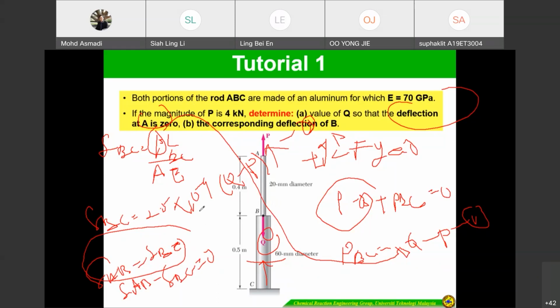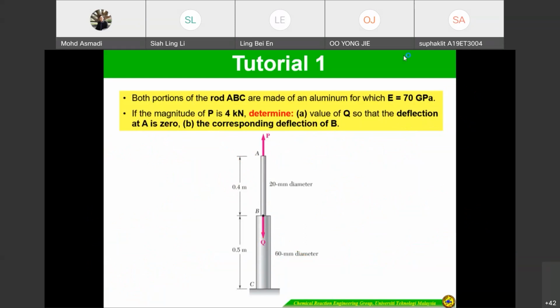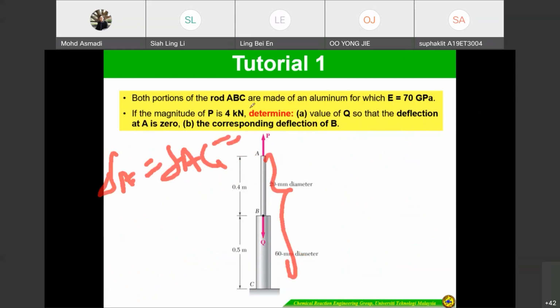So meaning that delta A equal to delta AC, the total delta, equal to 0. So we have to make the equation delta AB equal to delta BC because the total is equal to 0. So even if you pull or compress, there's no deflection at point A.